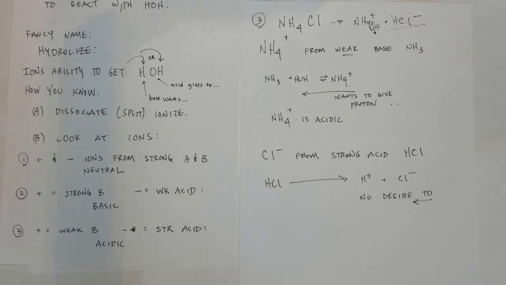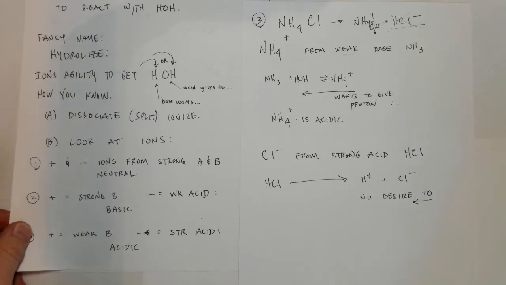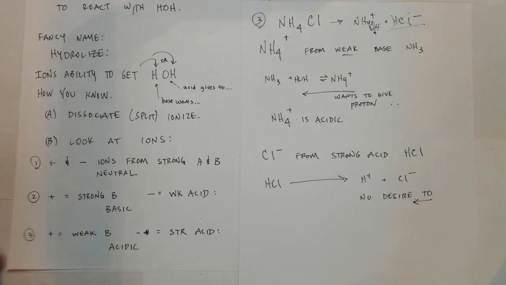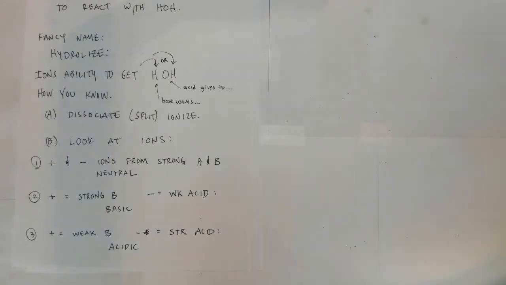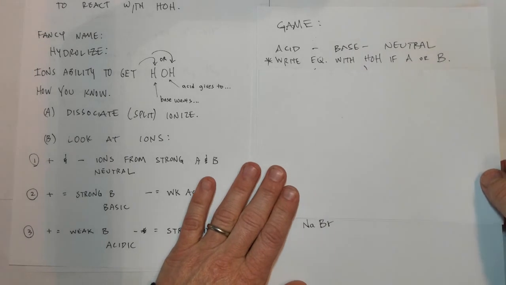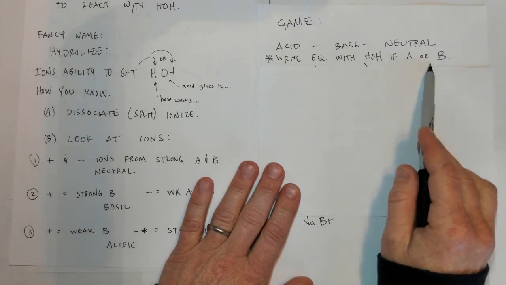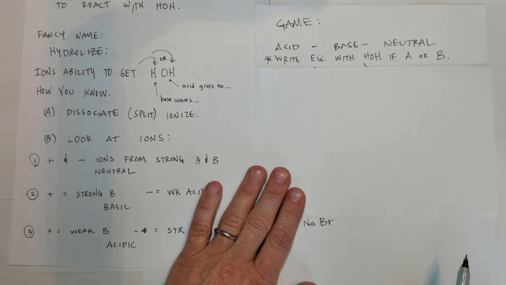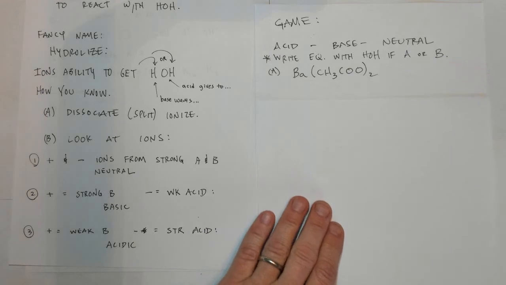So now that we're a little bit dangerous in these 3 areas, I know there's a 4th area, and the 4th area is a weak and a weak, but we're not going to look at those because we have to know the Kas for those. These are the primary 3 that you've got to be able to do. Let's play a little game called acid, base, or neutral, and then we'll write the equation with water if it's acidic or basic.